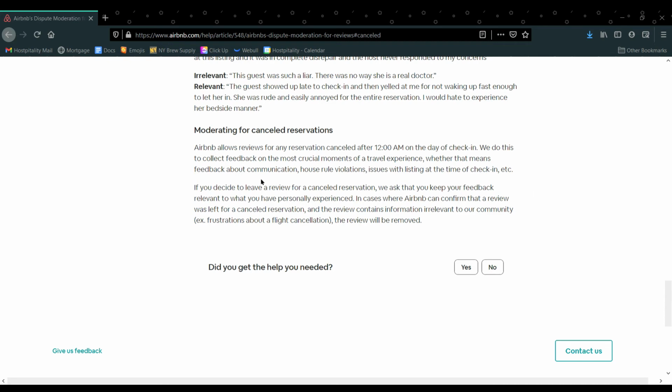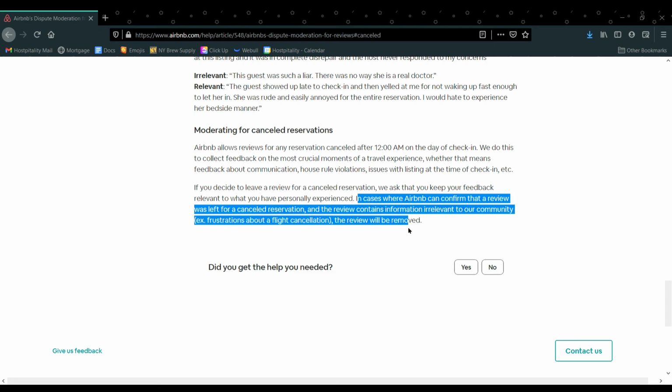So if this person just cancels the reservation on the day of check-in, and they decide to, I don't know, put 1 star because of that, whatever, then they can do so. Even though they also keep a clause right here: in cases where Airbnb can confirm that the review was left for a canceled reservation and the review contains information irrelevant to our community, for example frustrations about flight cancellation, the review will be removed.